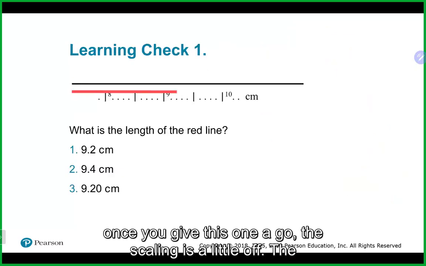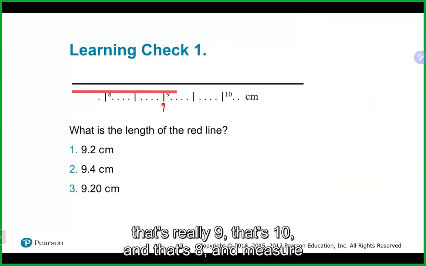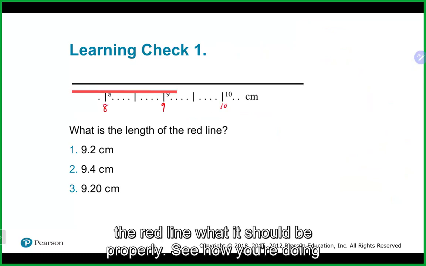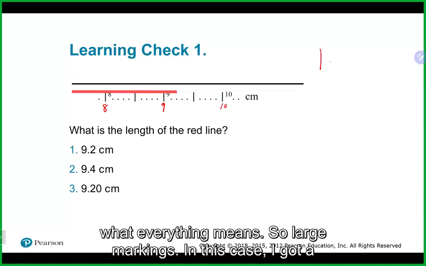All right, so why don't you give this one a go? The scaling's a little off. The numbers go with the big lines next to it to the left. So that's really 9, that's 10, and that's 8. Measure the red line, what it should be properly, and see how you're doing. Once again, the first thing you should do is just figure out what everything means.